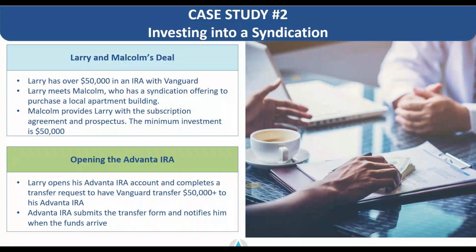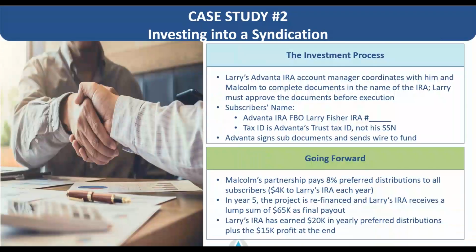And Advanta coordinates all the paperwork with Malcolm, getting Larry's approval and making it a very smooth process for all parties involved. So again, the deal is funded and the subscription paperwork is in the name of Larry's retirement account. It's tied through a tax ID number for the retirement account and not Larry's social security number.